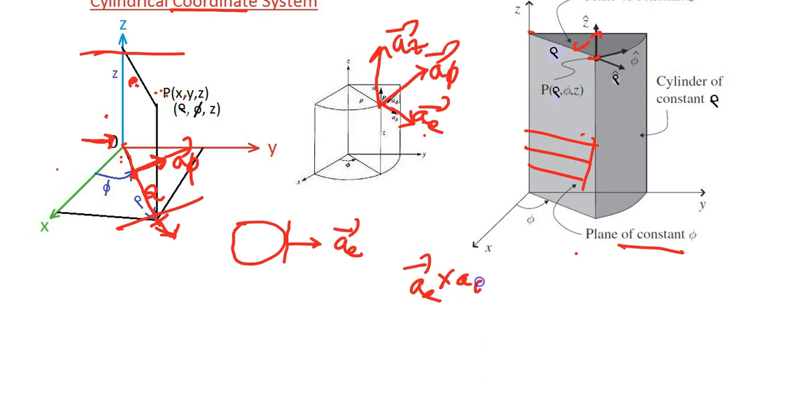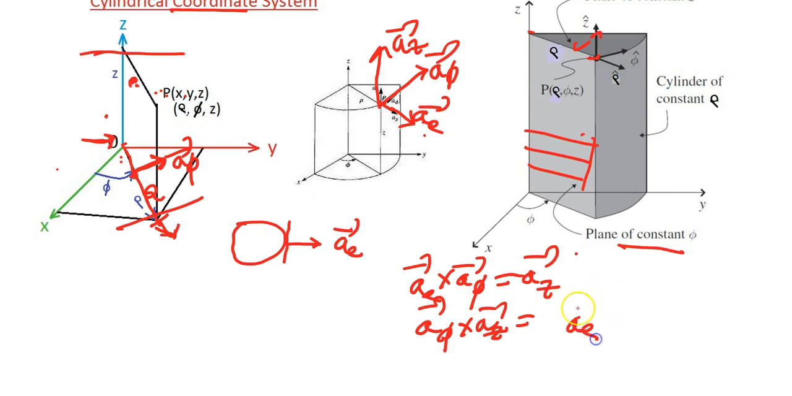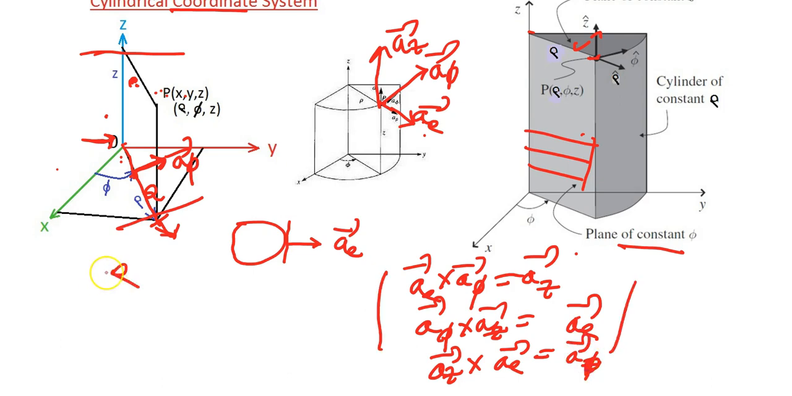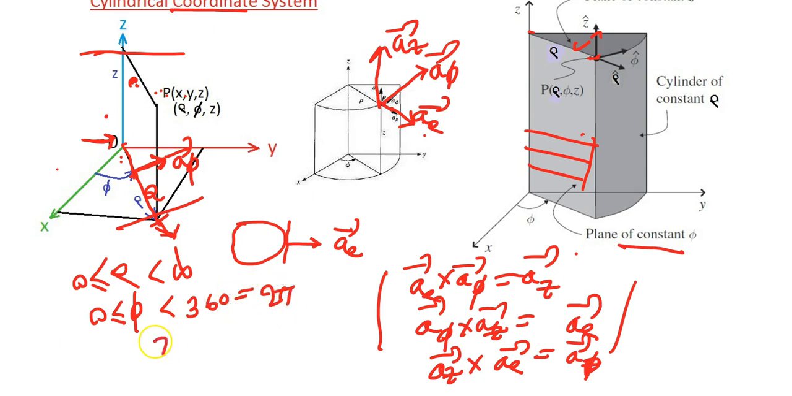In a right hand coordinate system, a rho cross a phi equals a z, a phi cross a z gives you a rho, and a z cross a rho gives you a phi. The rho varies from 0 to infinity, phi varies from 0 to 360, or we call it 2 pi, and z as usual varies from minus infinity to infinity.